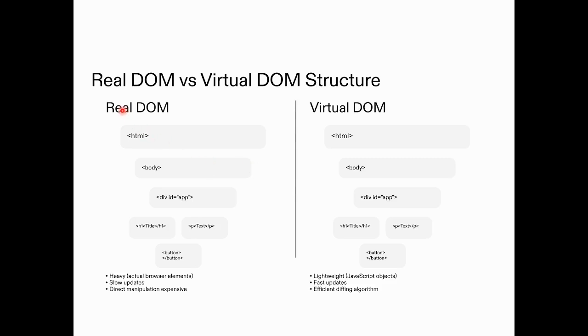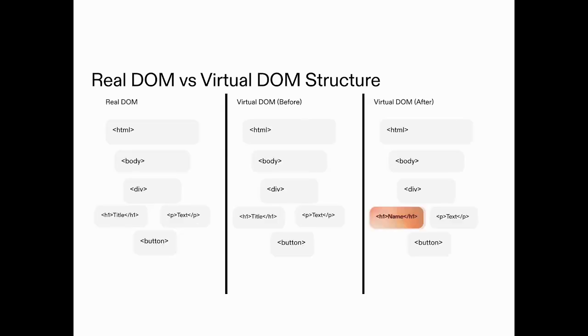Now here we see a real DOM on the left. React takes this real DOM and creates an exact lightweight copy of it. That's the virtual DOM that you see on the right-hand side. At this point, both of them look identical. Nothing has changed yet. So this is basically the before-update state. The structure is the same, just stored in memory instead of the actual browser.